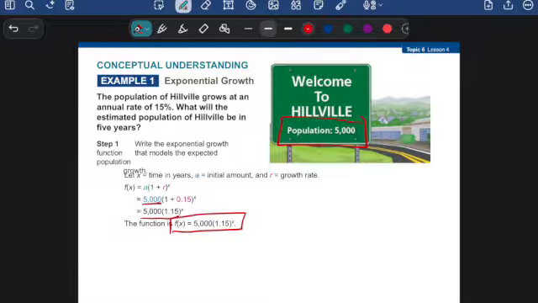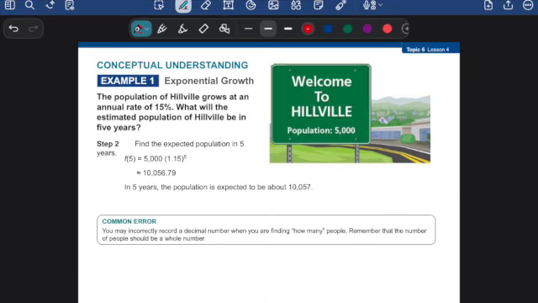And then we could input any number of years to predict the population in that many years, if it's increasing at this common factor or this rate. So that's the next part. What is the expected population in 5 years? That means our input is 5.